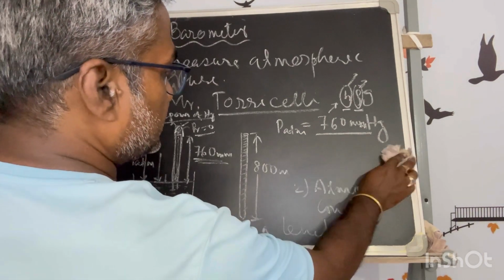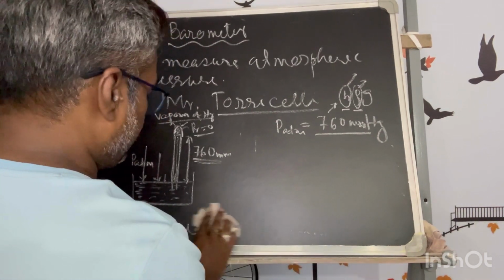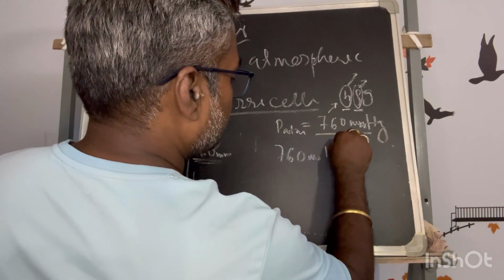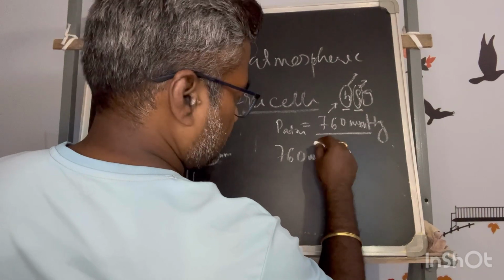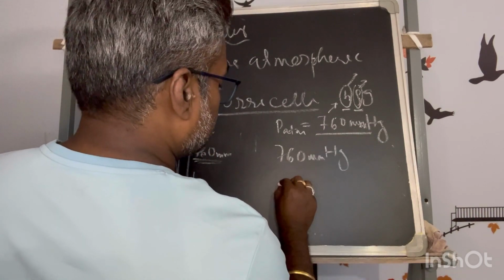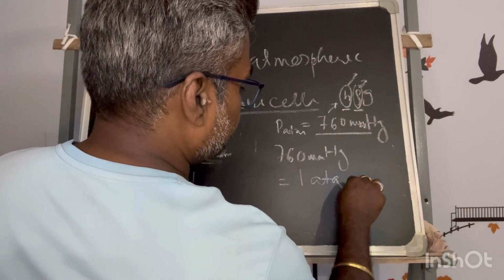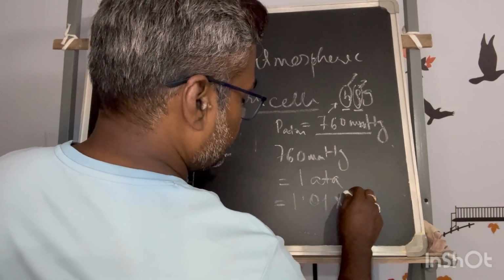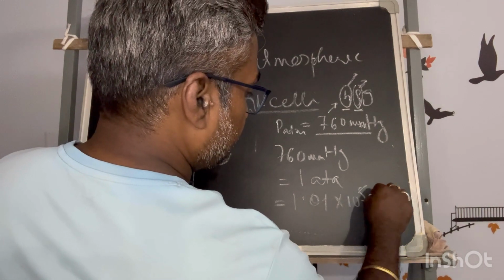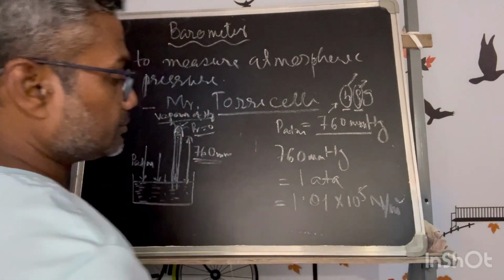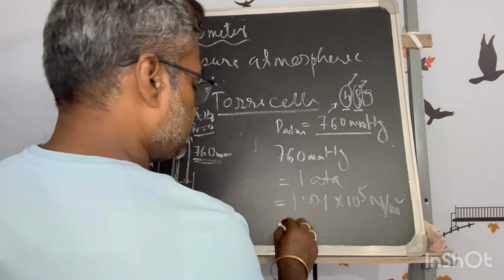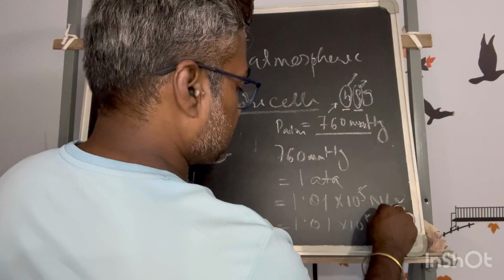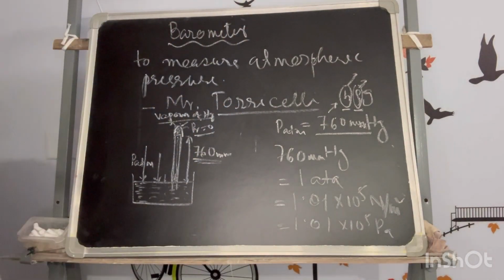So at that condition, 760 millimeter of mercury column is the standard pressure for atmosphere, and this we have already learned. What is the value of that? 760 millimeter of mercury column is nothing but 1 atmospheric pressure, and this is nothing but 1.01 into 10 to the power 5 Newton per meter square, or that much of Pascal, 1.01 into 10 to the power 5 Pascal. That we have learned already.